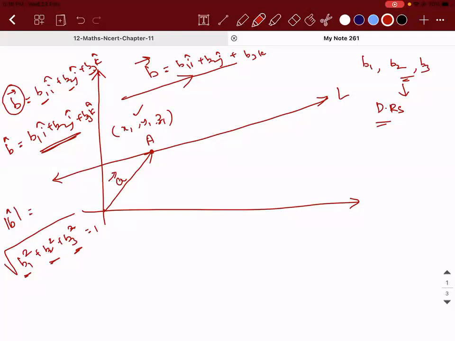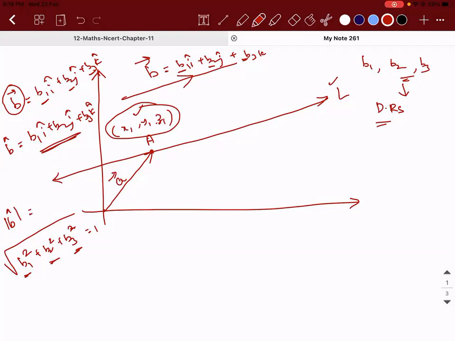So next time onwards, you need not break your head at all. A general vector, direction ratio. Unit vector, direction cosines. That's it. So what I'm trying to say now is, you have a line and you have a point on that line. And you know that this line is parallel to whom? This line is parallel to a given vector.